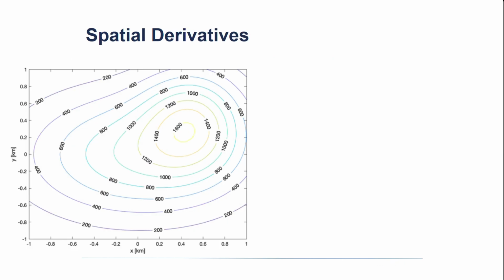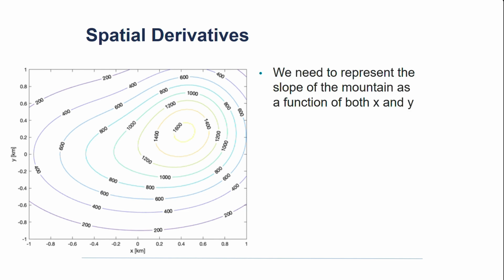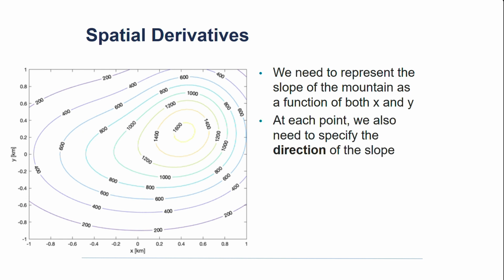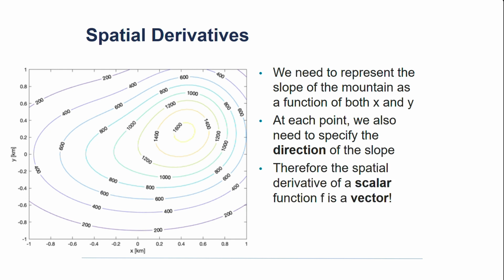So returning to our contour plot of f, we can now compute a spatial derivative, and we should make a few observations. First, we did note that the derivative should be a function of both x and y. Anywhere we are on this plot, there should be a different value of the derivative. And at each point where we evaluate the derivative, not only do we need to specify the slope, we need to specify its direction, as indicated earlier. Depending on which way I look, the slope is different.